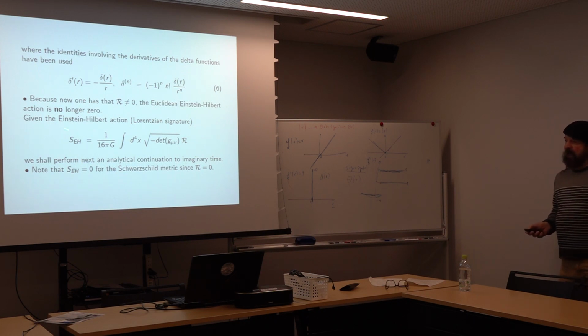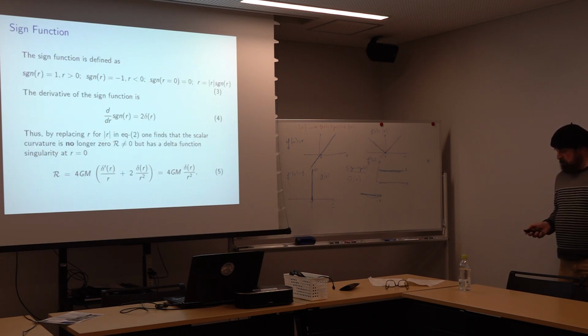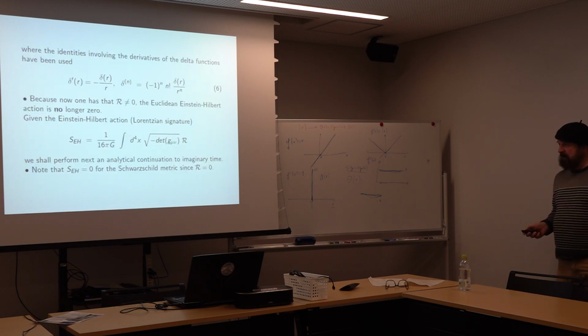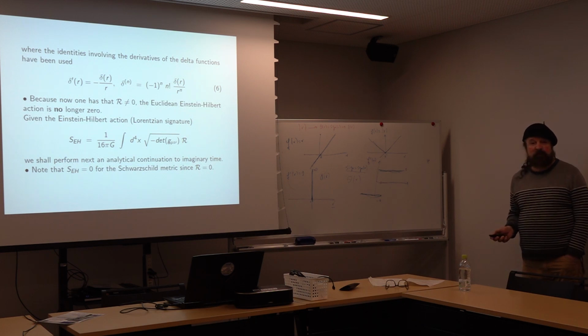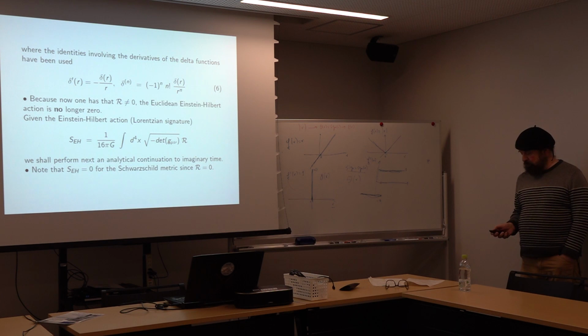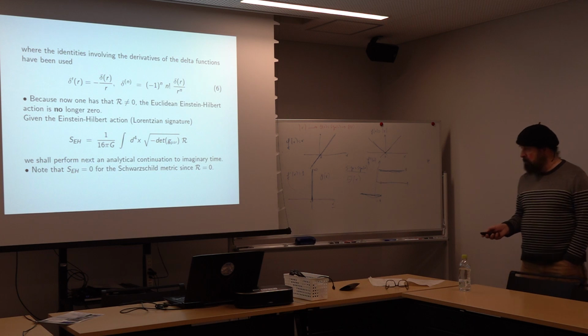So let's suppose I take the Einstein-Hilbert action. If you plug in the Schwarzschild solution here, the scalar curvature is 0. So the action will be identically 0. But now, because I have a delta function here, due to this modulus, the Einstein-Hilbert action associated to this modification of the Schwarzschild metric is no longer going to be 0, because the scalar curvature that I get is not 0, because it has a delta function. Okay? So what we're going to do now is evaluate this integral for the modified Schwarzschild solution.